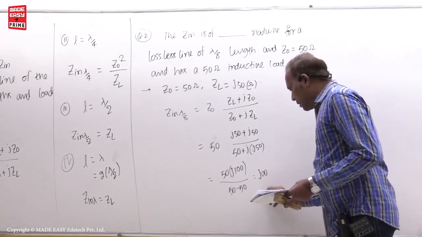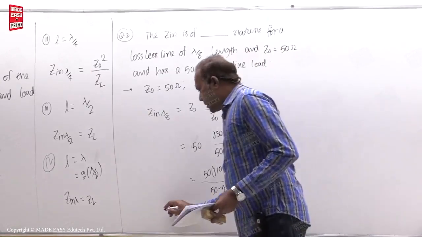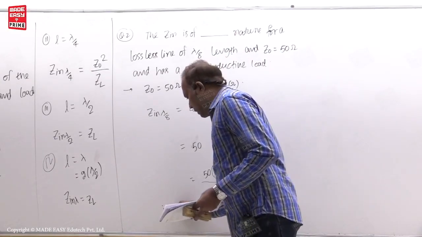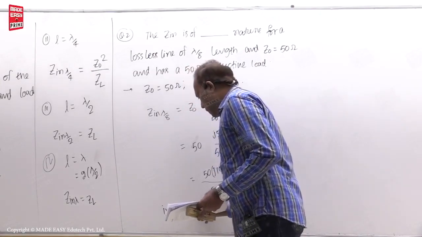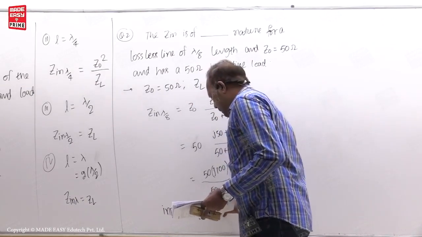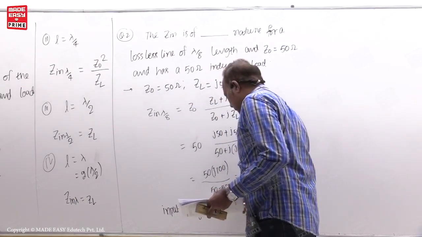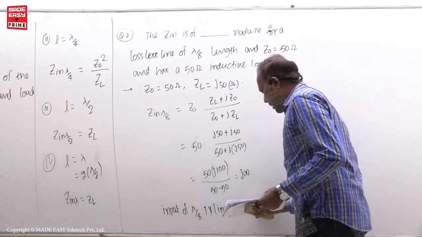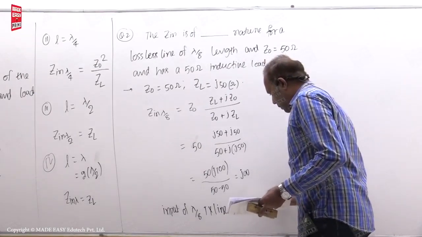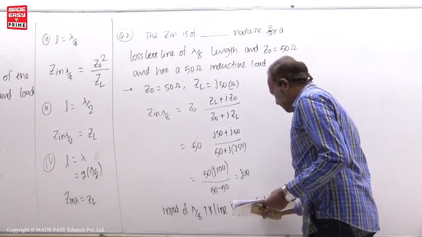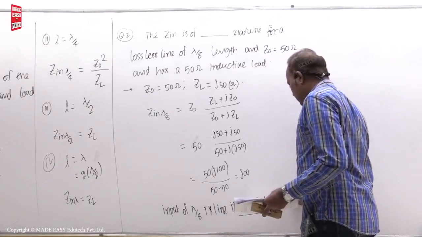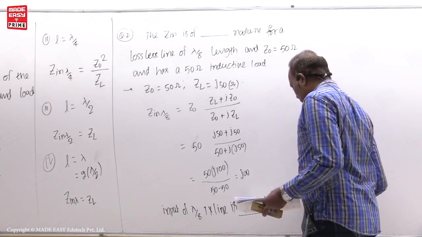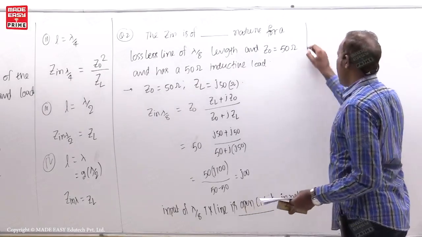Which nature? The input of the lambda by 8 transmission line is open circuit in nature. That is the meaning. Okay.